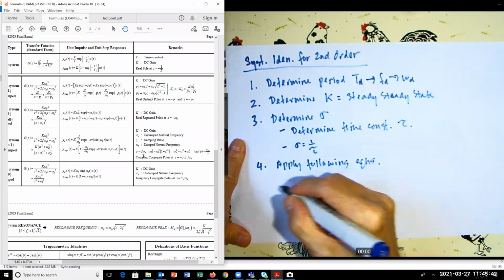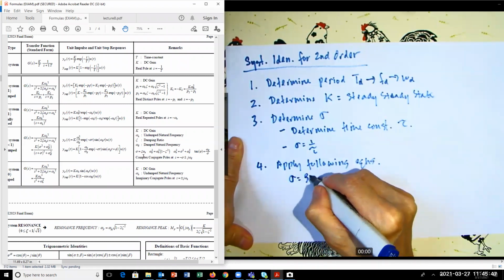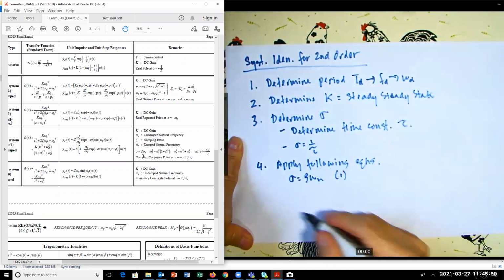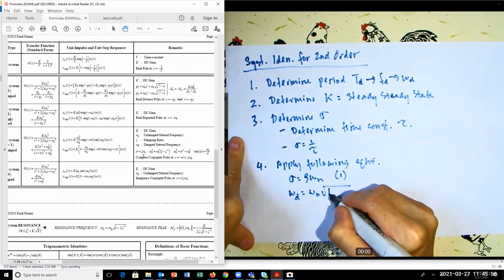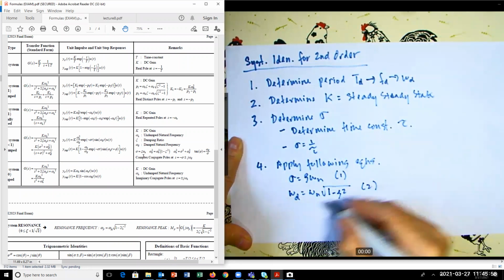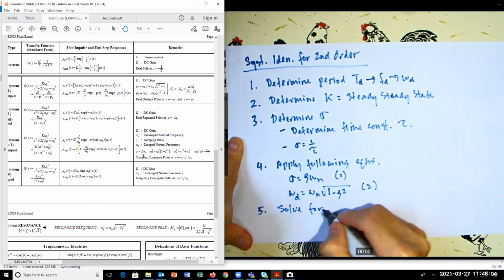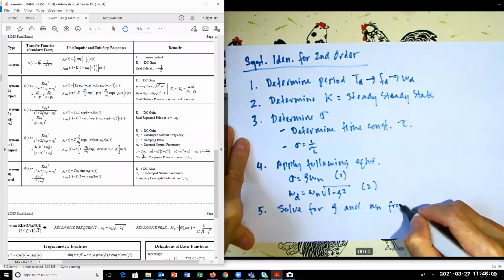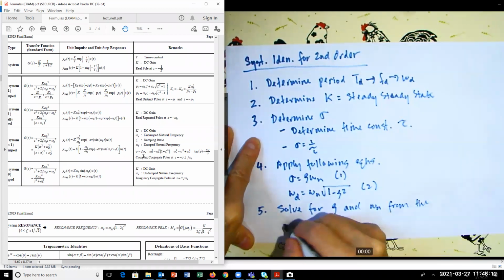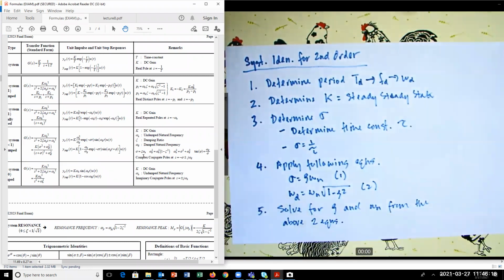The first one is sigma equals zeta omega n. This is equation one. The second one is omega d equals omega n square root of 1 minus zeta squared. This is equation 2. Number 5, solve for zeta and omega n from the above two equations. That's all your steps. So I summarized all the steps for you. Any questions?